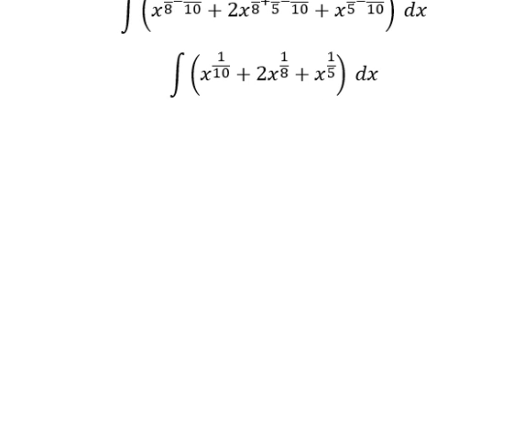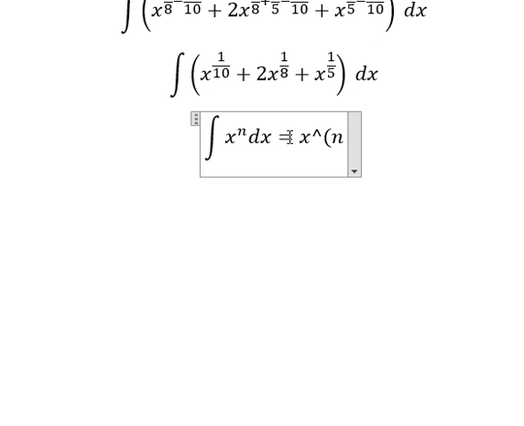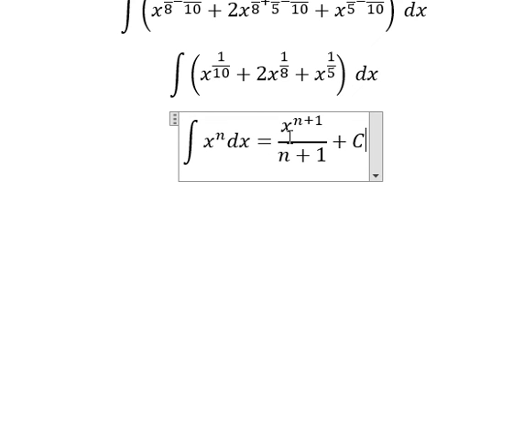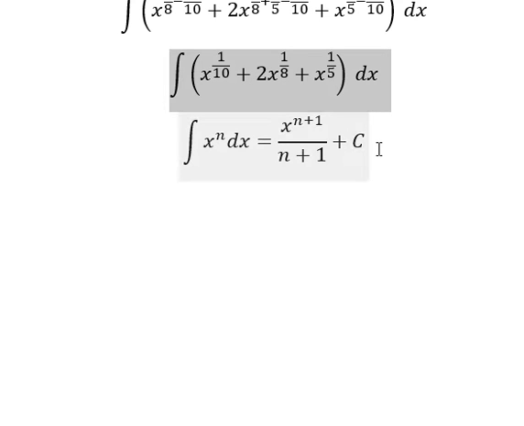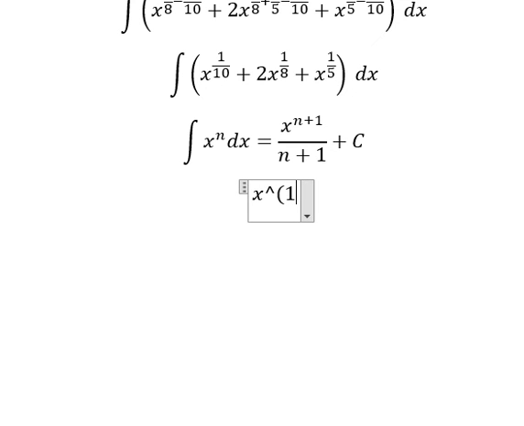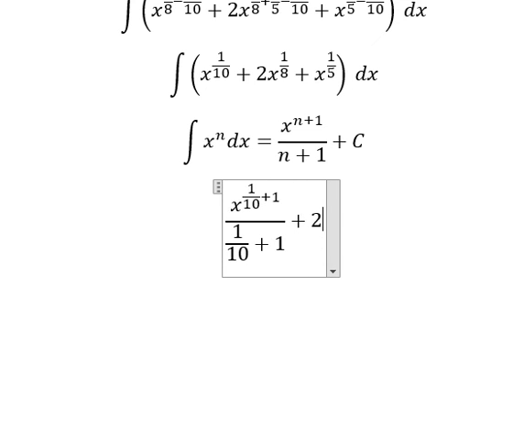Next, we have the formula in here. The integration of s to the power of n ds is s to the power of n plus 1 over n plus 1, and we put plus c. So in this situation, we have the final answer. That should be s to the power of 1 over 10 plus 1, over 1 over 10 plus 1. Similar for the second one.